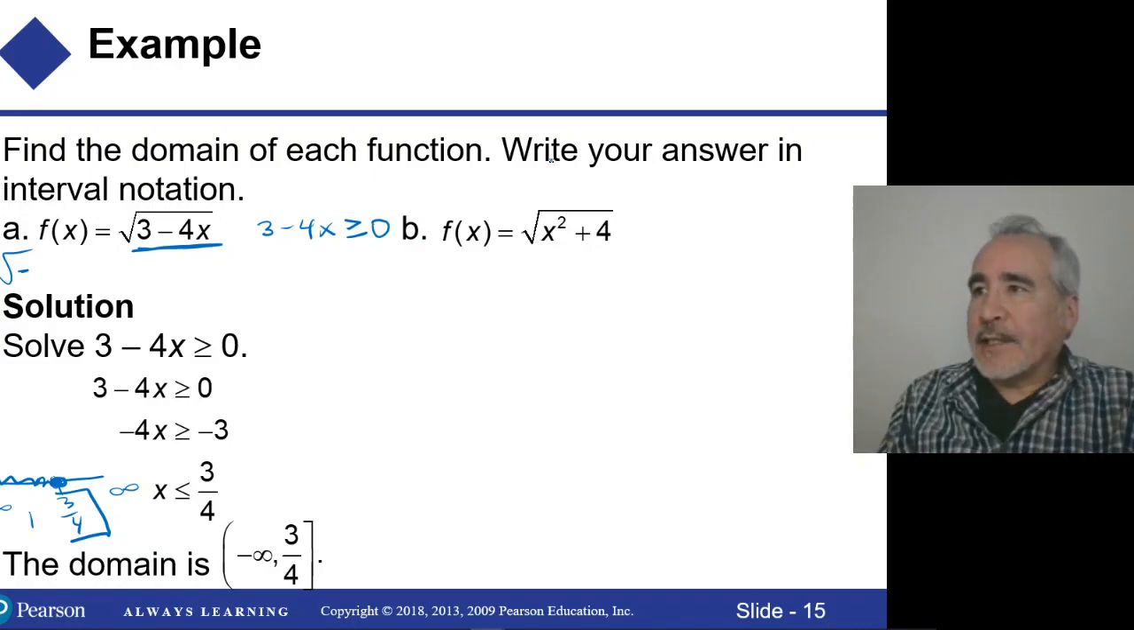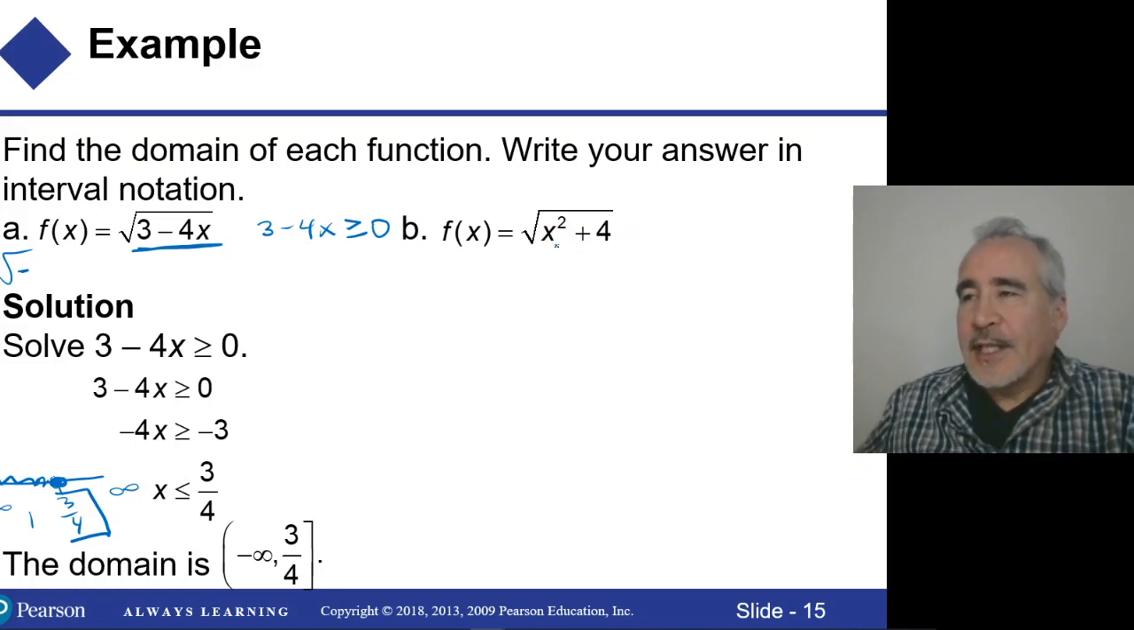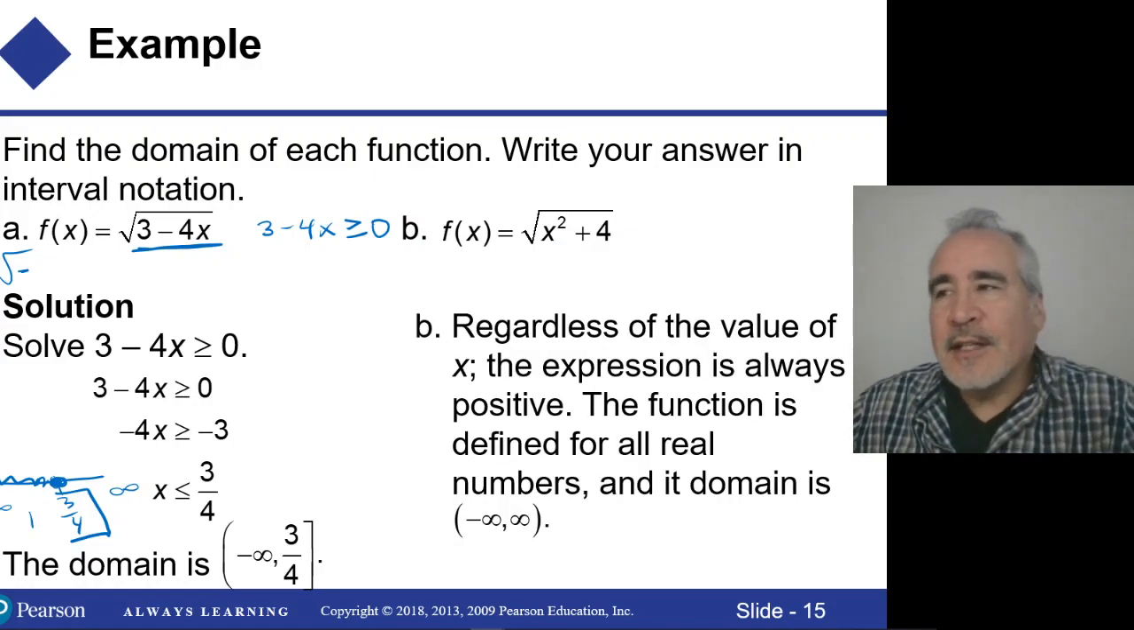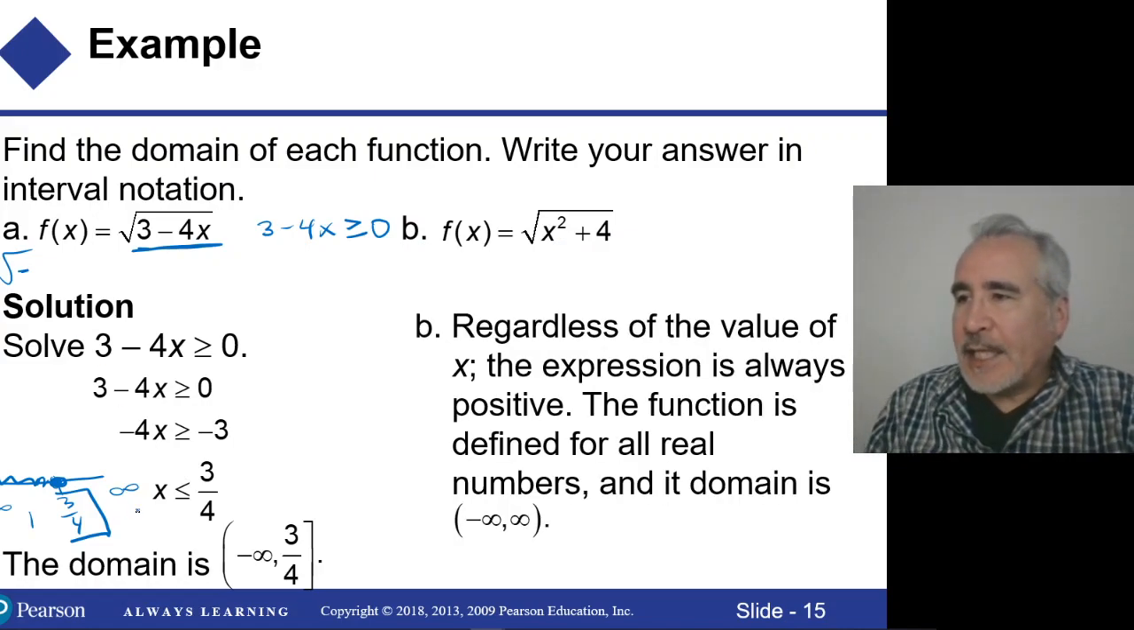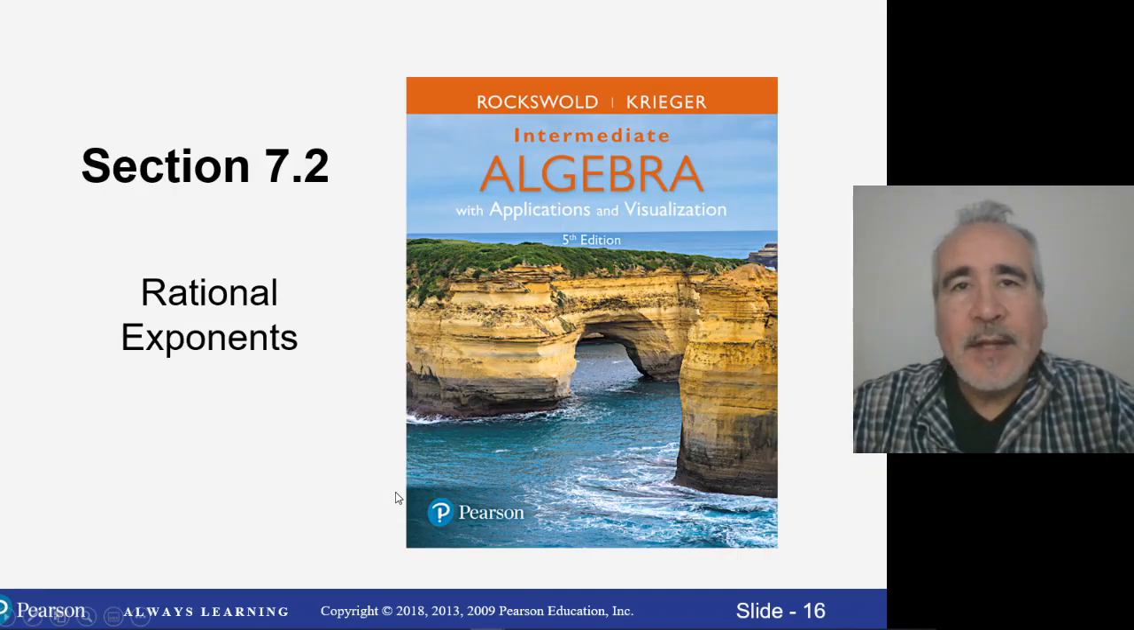Over here, now notice whatever we put in for x, we're going to get squared, so it's going to turn positive. A positive plus 4 is always going to be positive. This one we don't really need to look at too much. We can put in any number and we will get a real value because the square root inside the square root will always be positive. So that's our domain questions, and that takes us to 7.2.